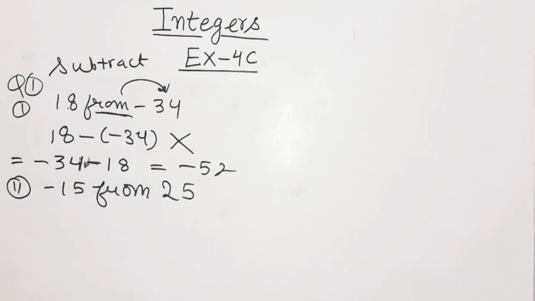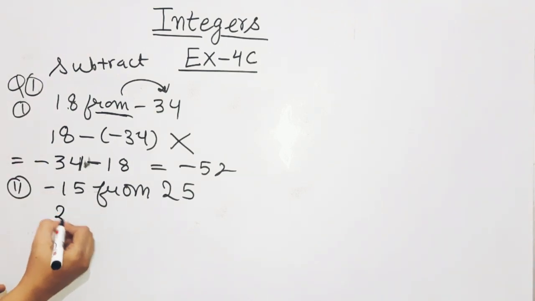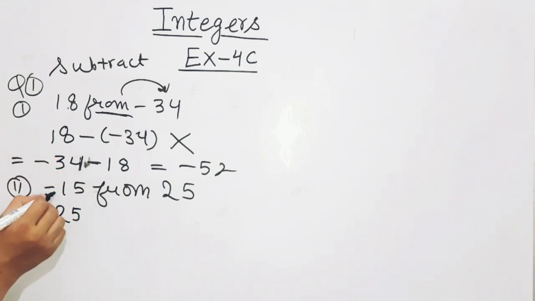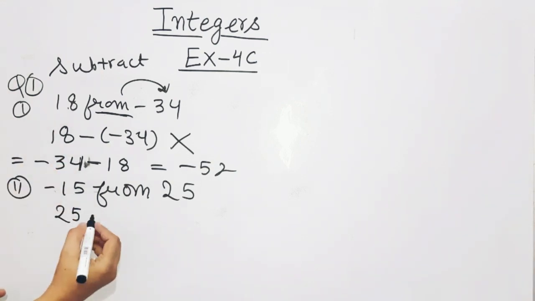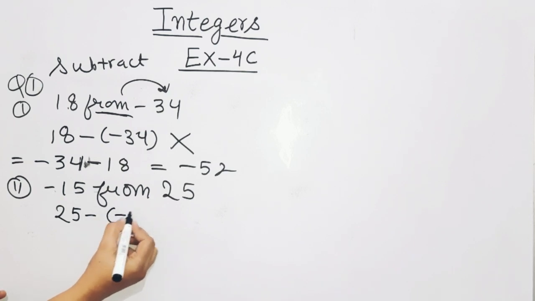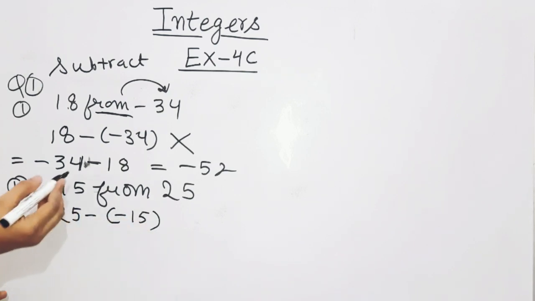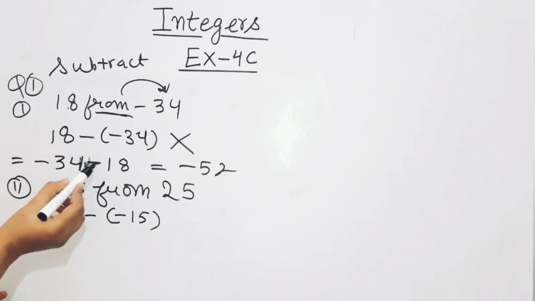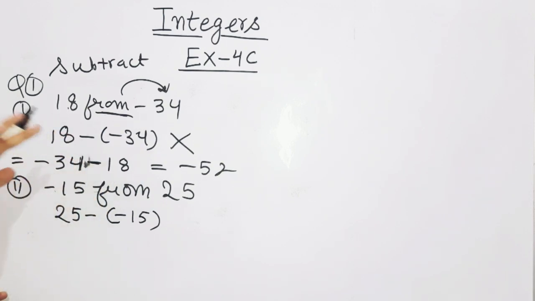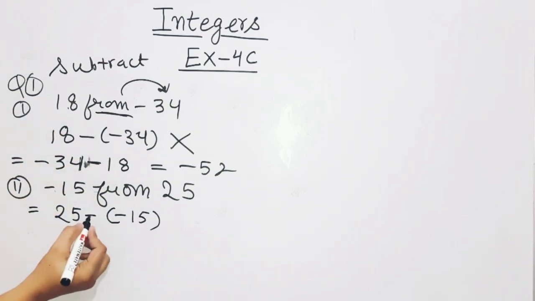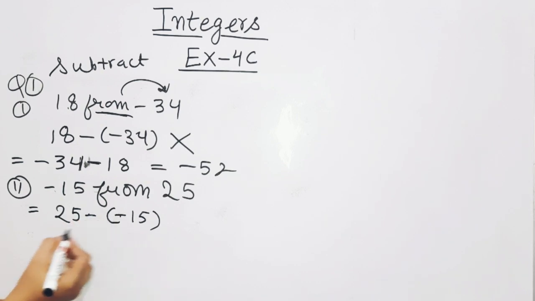Yes, students, your answer is correct. 25 is going to come first, and we have to subtract minus 15 from 25. हमें 25 में से minus 15 subtract करना है. Here it was plus 18, that is why I directly wrote 18, क्योंकि by default अगर कोई sign नहीं होता है तो positive माना जाता है. Now you all know that minus minus.